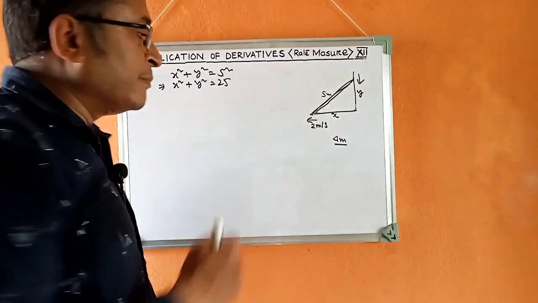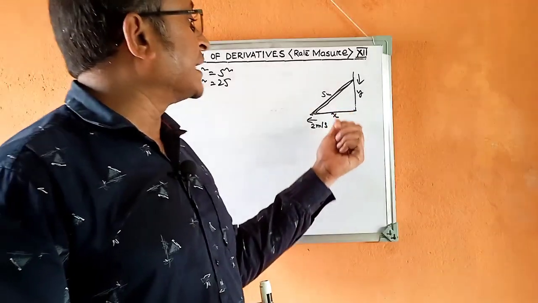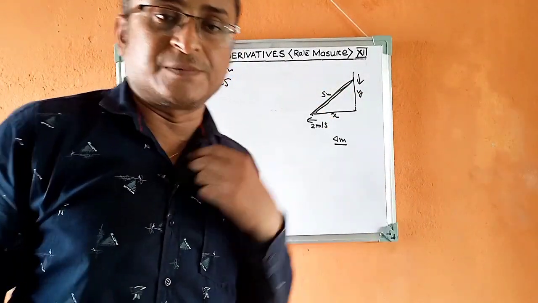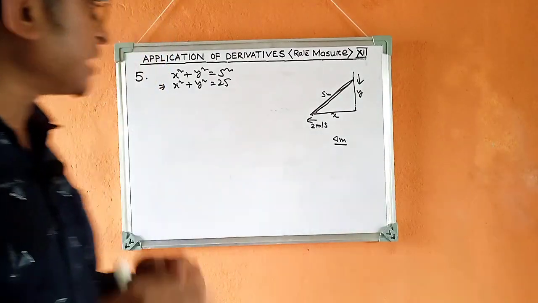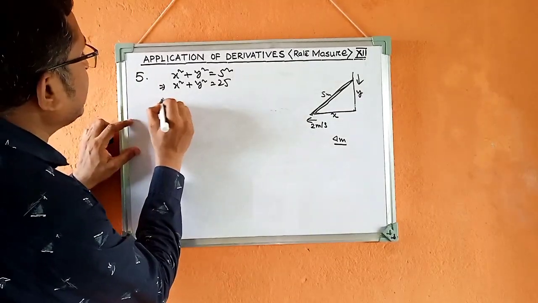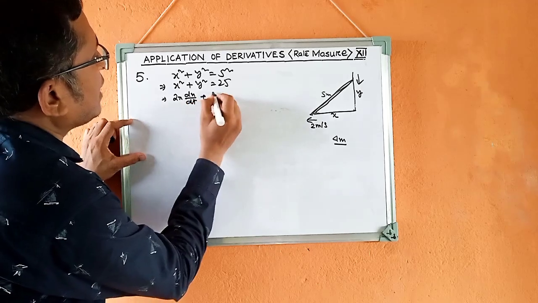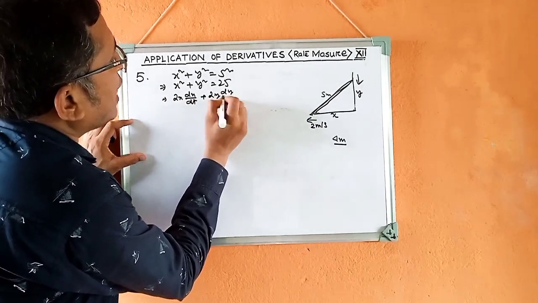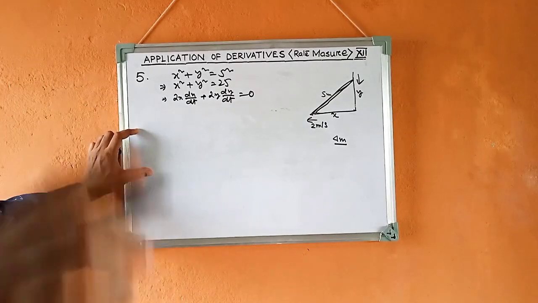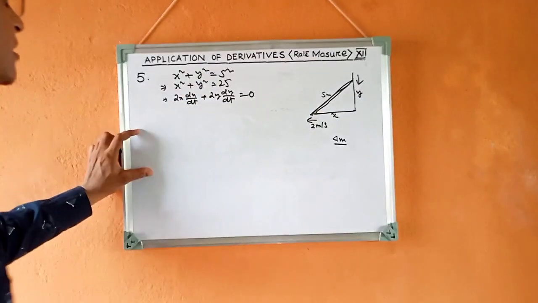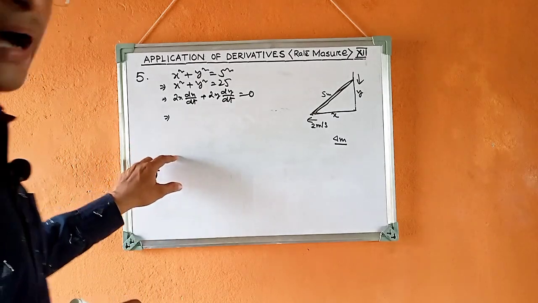So this is 5 meter. According to Pythagoras theorem, we can write x square plus y square equal to 5 square. So we get this equation. Now differentiate both sides with respect to t. So we get 2x dx by dt plus 2y dy by dt equal to 0, because the derivative of any constant term is equal to 0. So we are required to find dy by dt.